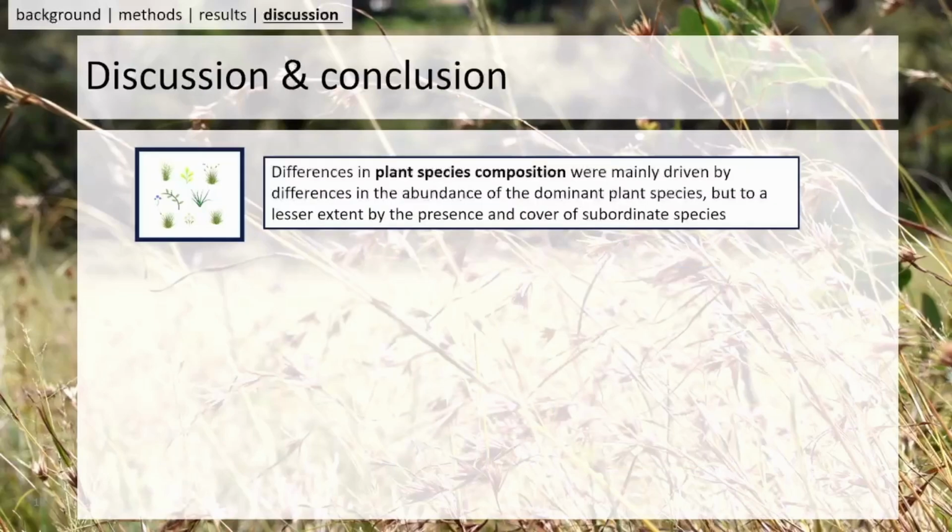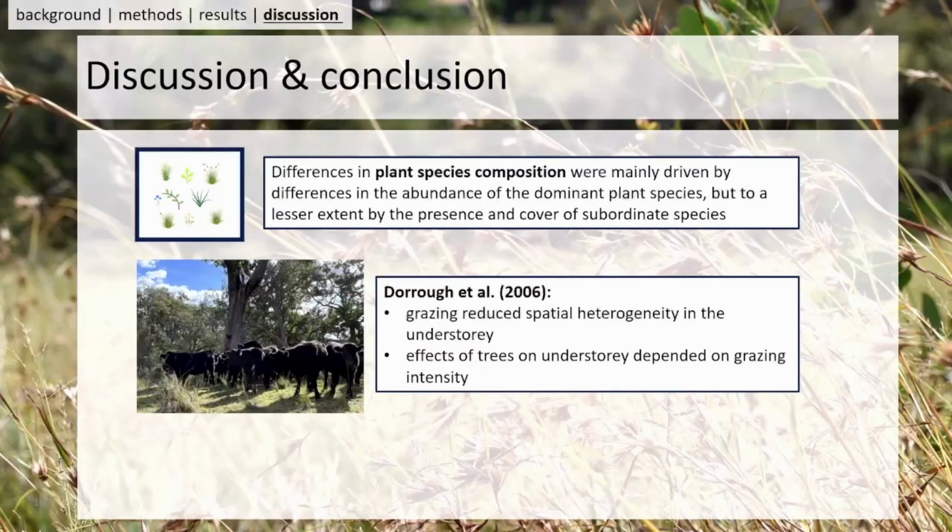Generally, I found most differences in plant species composition were associated with differences in the abundance of the dominant species. One potential reason could be grazing, because a study conducted by Dorrough and colleagues found that grazing can reduce the spatial heterogeneity in the understory. They also found that trees had weaker effects in areas that had higher grazing intensity compared to lower grazing intensity areas.